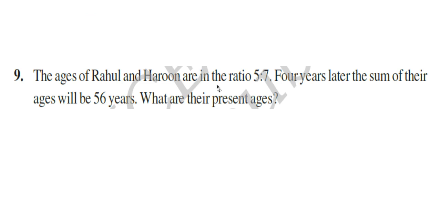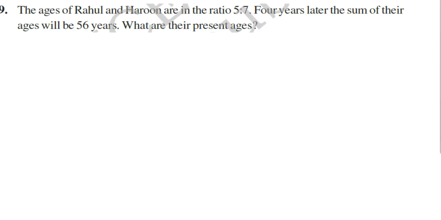The ages of Rahul and Haroon are in the ratio 5:7. 4 years later, the sum of their ages will be 56 years. What are their present ages? Here, we want to find out the present ages of Rahul and Haroon, and it is given that the ratio of their ages is 5:7. So we can take the ages as 5x and 7x. So Rahul's age we can take as 5x and Haroon's age we can take as 7x.